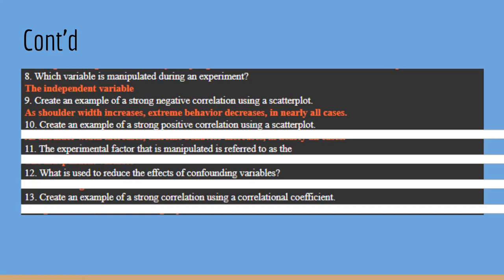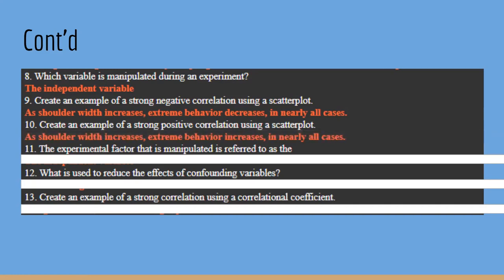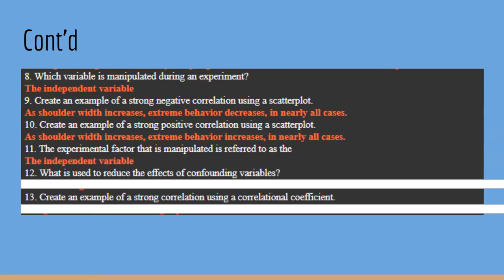But anyways, create an example of a strong positive correlation. As shoulder width increases, extreme behavior increases. They do the same thing when it's positive. The experimental factor that's manipulated is the independent variable. Not sure why there was a repeat question, sorry.